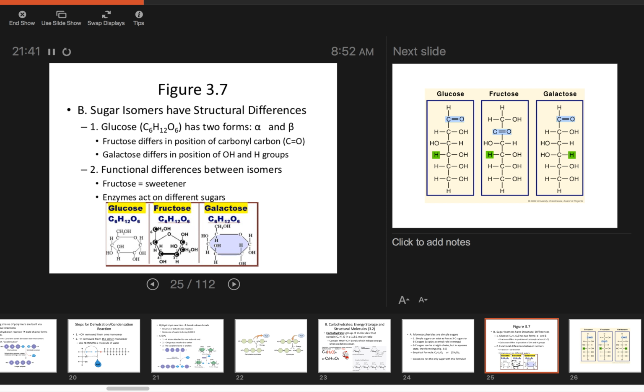All right, functional differences between the isomers as a result. They do have some different properties. Galactose is usually a milk sugar. Fructose is a sweetener. There are different enzymes that act on these sugars.